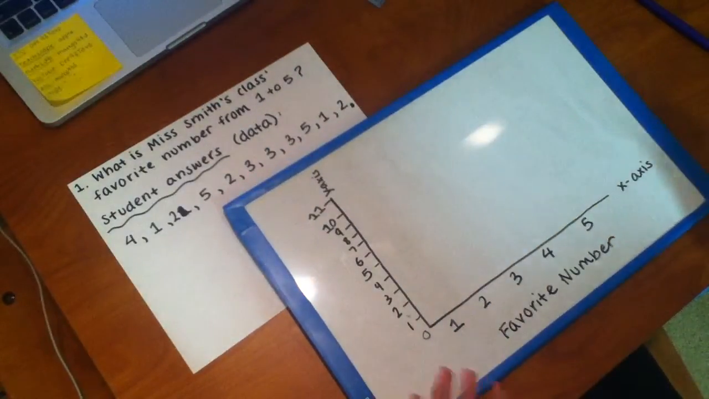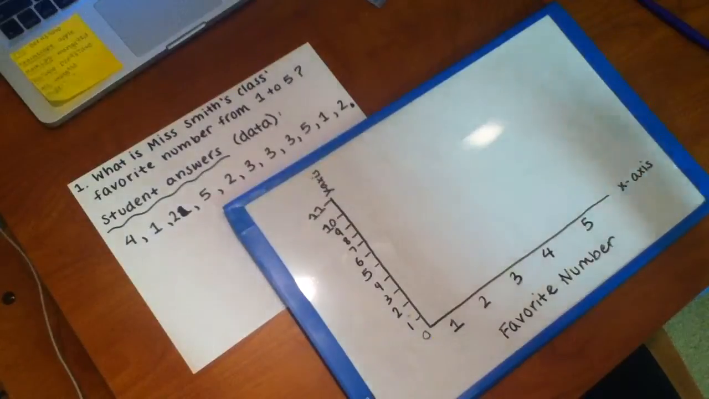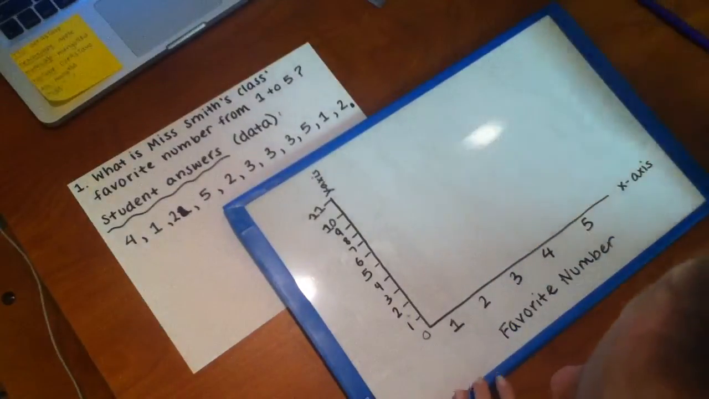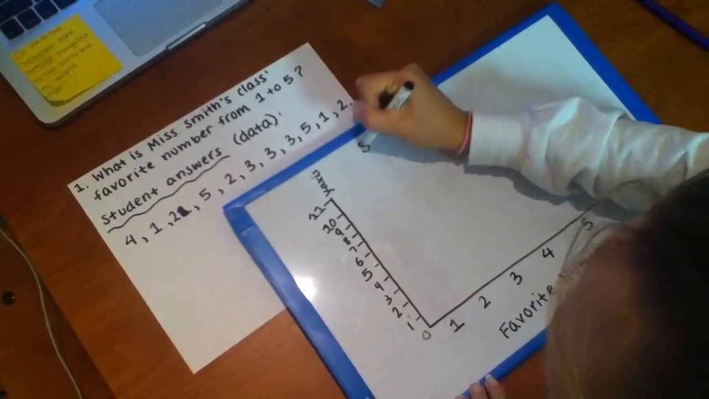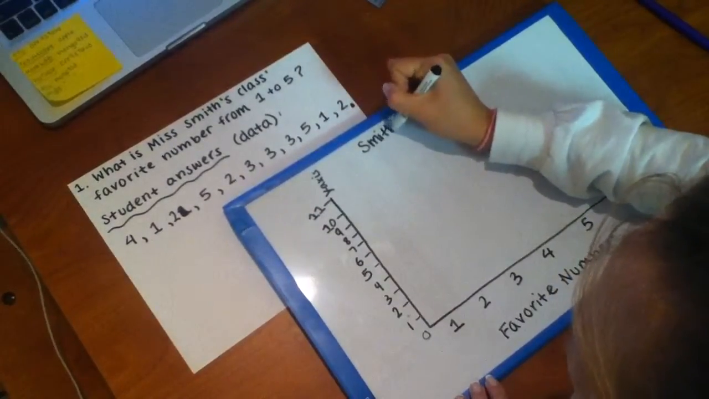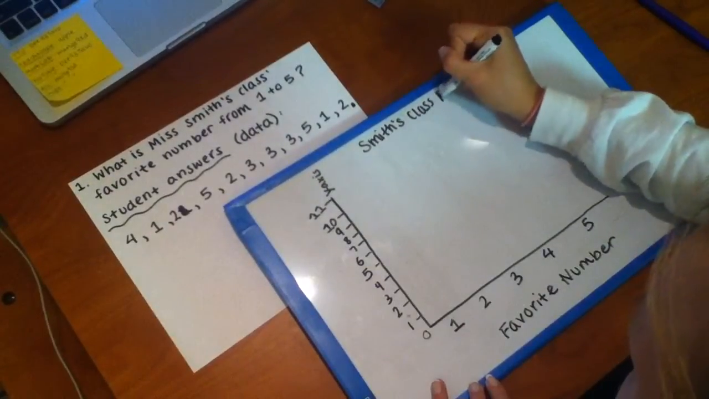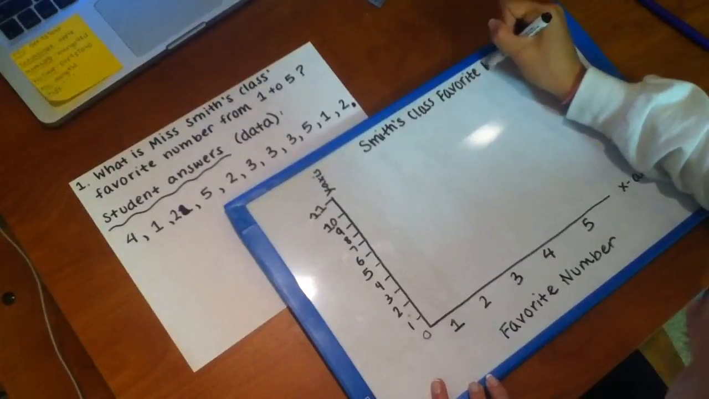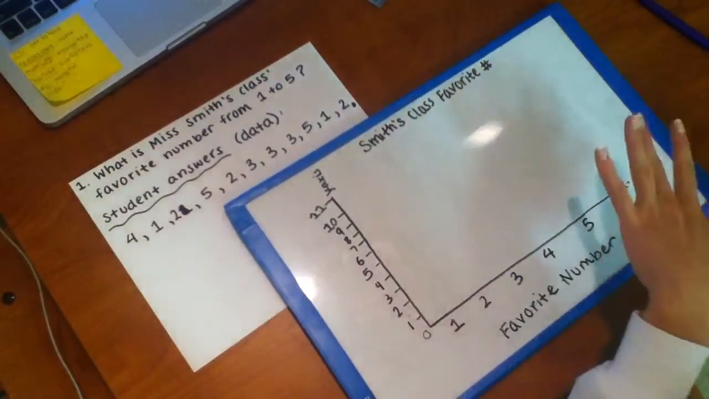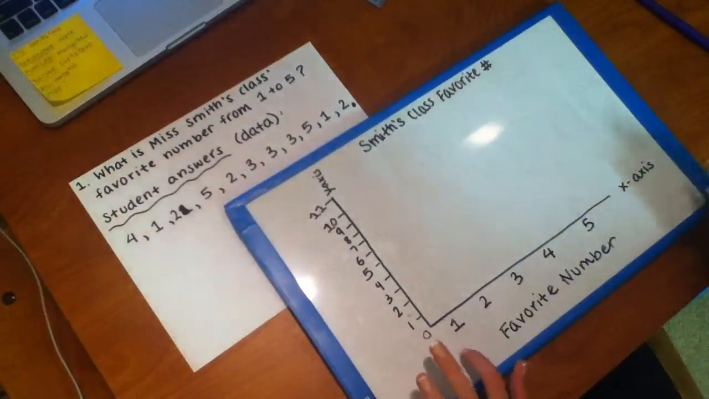Okay, so then we can also come up with a title for our graph, so that way if somebody looks at our graph, they'll know exactly what we're talking about. So our title for this graph could be, we could say, Smith's class favorite number. That way somebody looks at the graph, they can see, okay, I have a general idea of what's going on. All right, so the way we'll start this is we'll look at number 1.